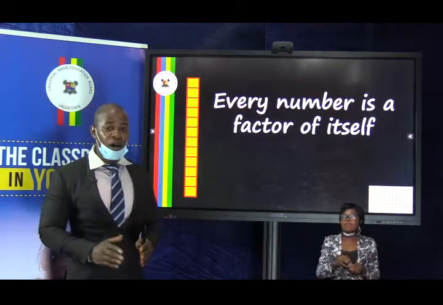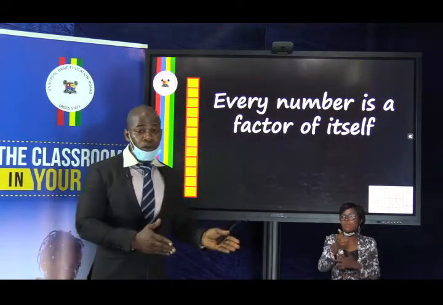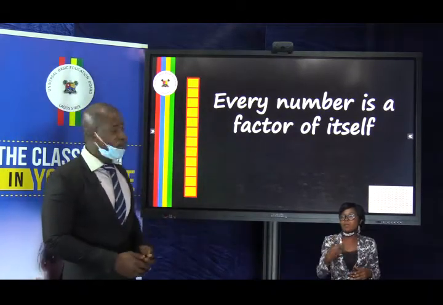Now, every number is a factor of itself. I mean, every number can go in itself. 12 can go in 12, 10 can go in 10. So you can arrange every number on a single straight line like this.